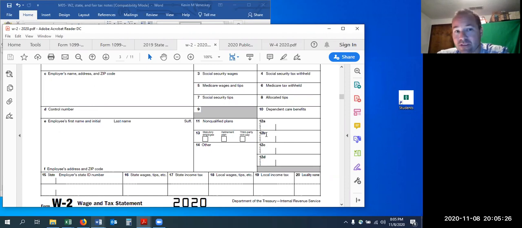The most common ones are going to be codes D and or E. That's how much you have put aside into a retirement plan. It's going to say D or E, depending on the type of retirement plan, and then the amount. The other very common code that you're going to see is DD, and that is how much the employer paid into a medical insurance premium plan for you.